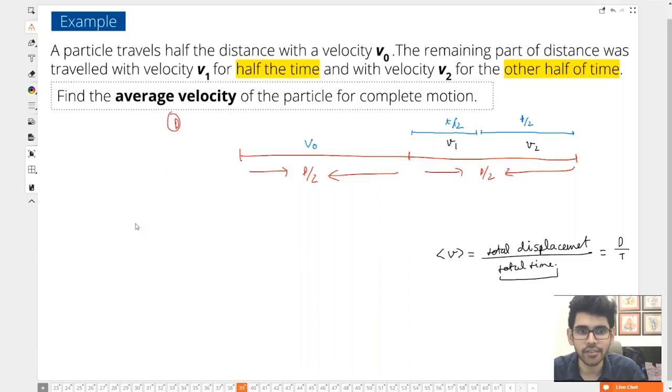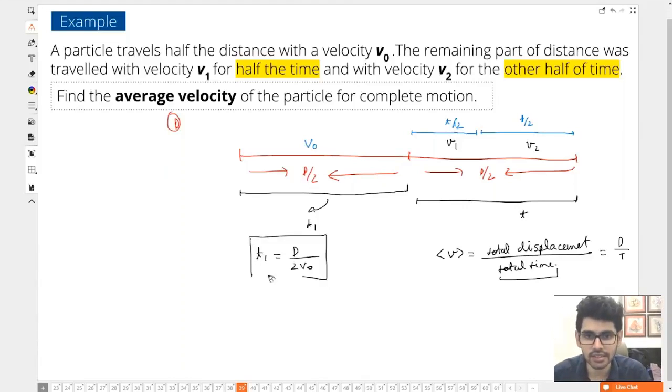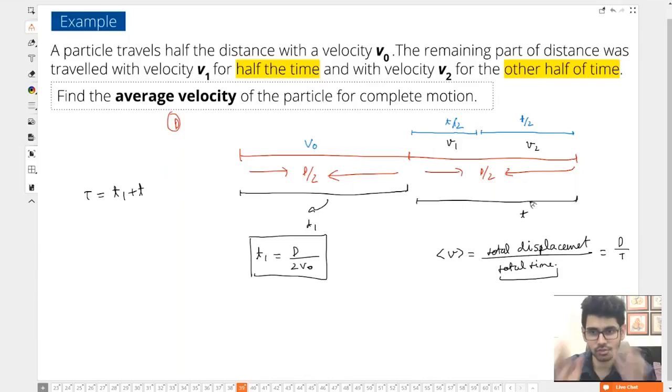Now let's quickly find what is T. The time taken for this will be t1, and time taken for this is t. So t1 is equal to D by 2v0. Simple. Distance and velocity are given. Did everyone follow till here? t1 is this. And what is T? T is equal to t1 plus t.